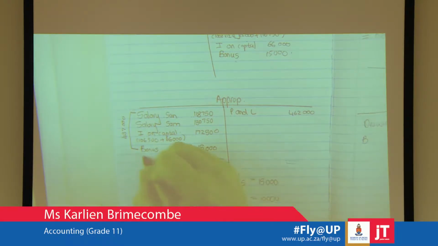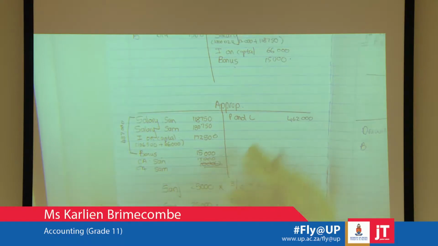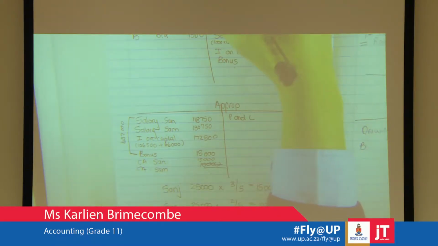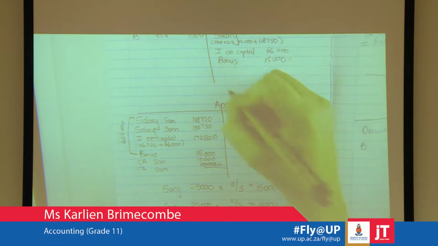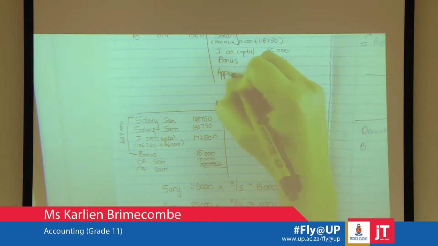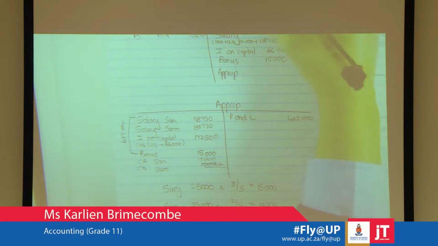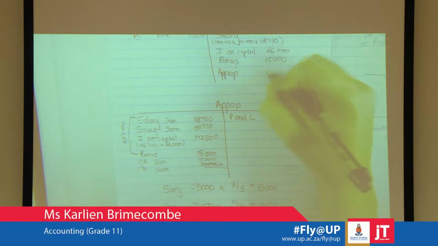So I would now say current account. Current account, Sam, 15,000, 10,000. The debit side must be equal to the credit side. So appropriation. I saw there was a hand. Yes?